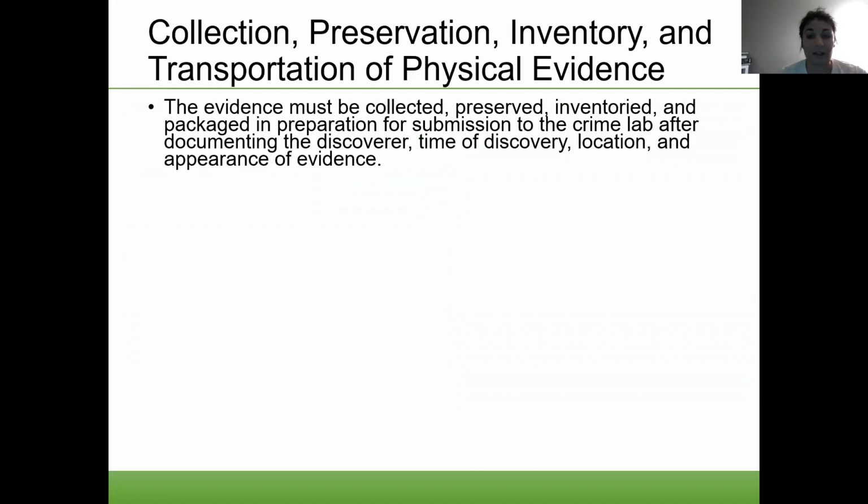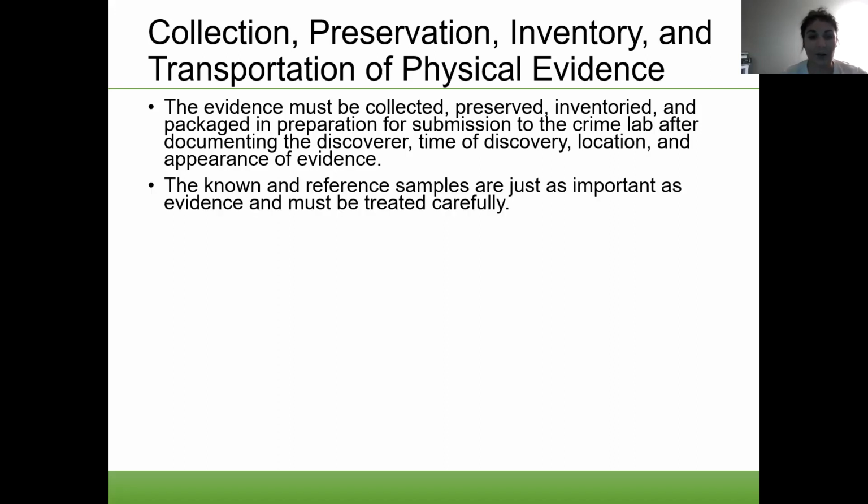So the evidence must be collected, preserved, inventoried, and packaged in preparation for submission to the crime lab after documenting the discoverer, time of discovery, location, and appearance of evidence. So you collect the evidence, you write down who discovered it, the time of discovery, the location of discovery, and its appearance, and then you can send that off. Then it's packaged and able to be submitted to the crime lab. It's good to go to the crime lab, but it's not sent there yet.